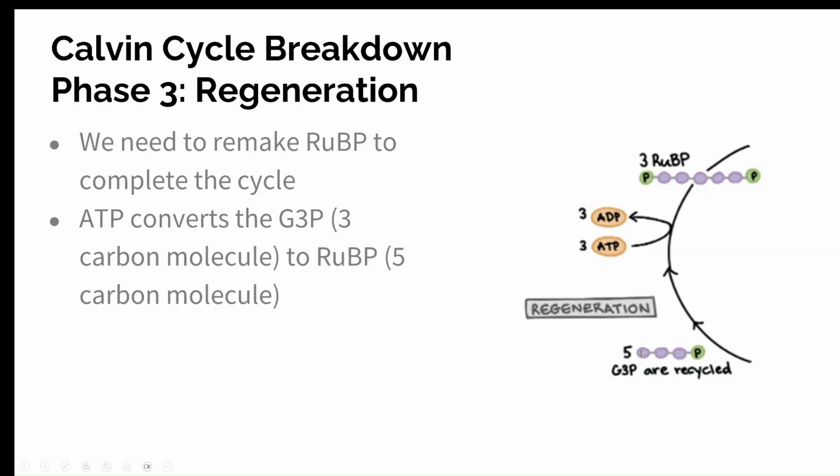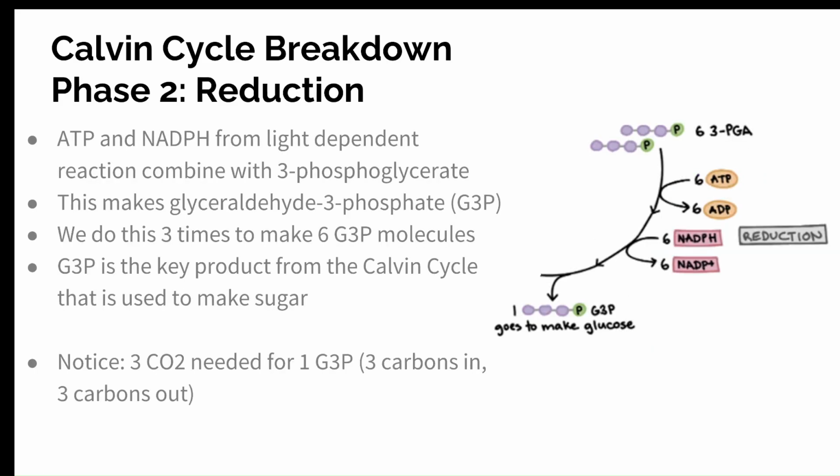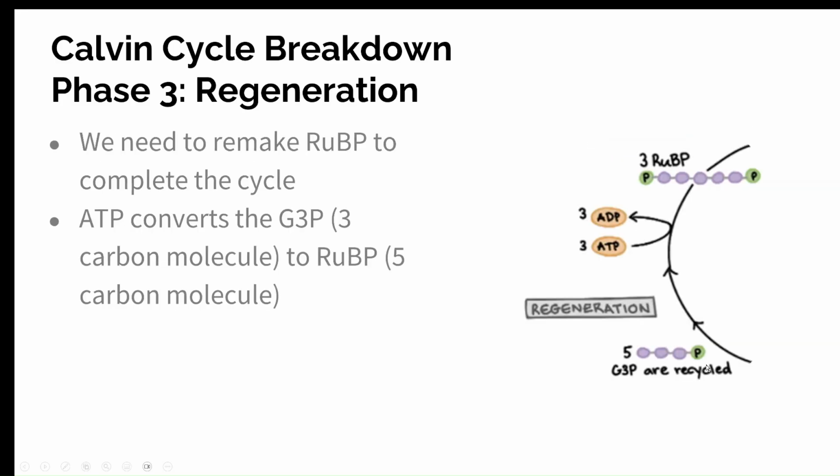5 of those G3P molecules that we used before are recycled, and only one of them got used to make glucose. So we only used 1 of these G3Ps. Even though we made 6 of them, only 1 of them went to glucose. The other 5 went back here to get recycled and be turned into RuBP. And so if we count carbons again, if we have a 3-carbon molecule and we have 5 of them, that's a total of 15 carbons.